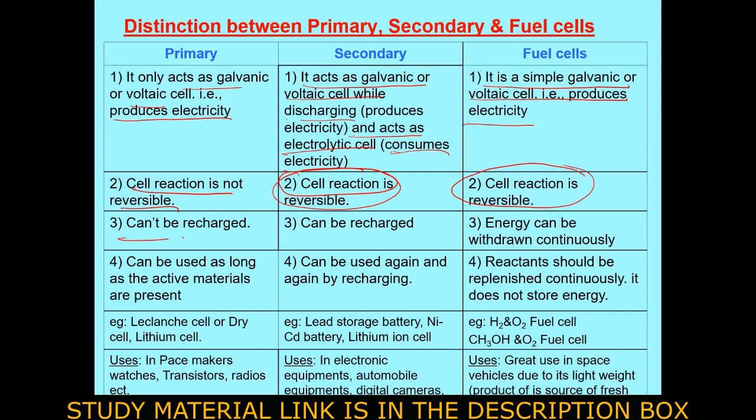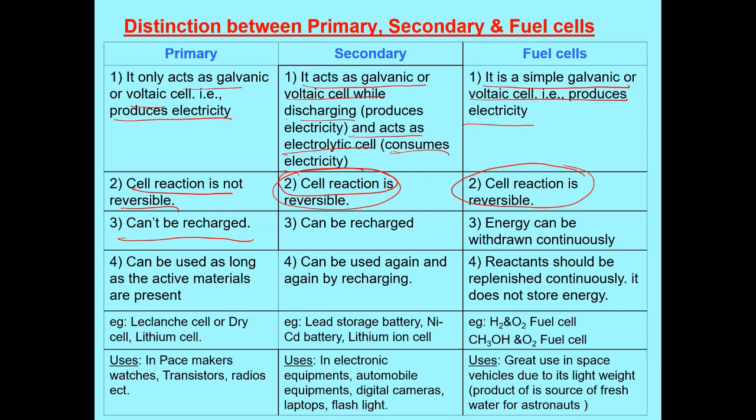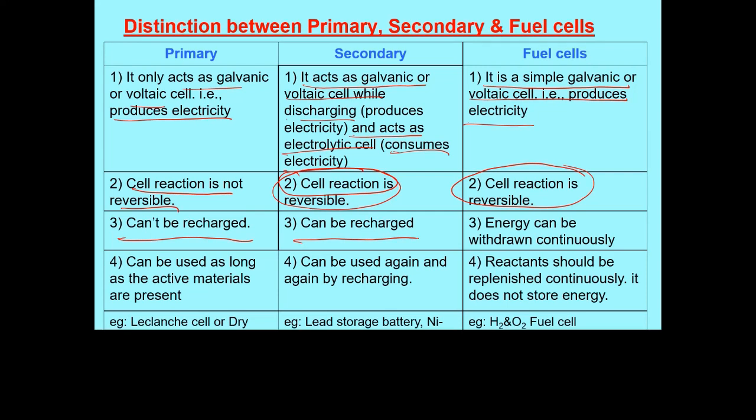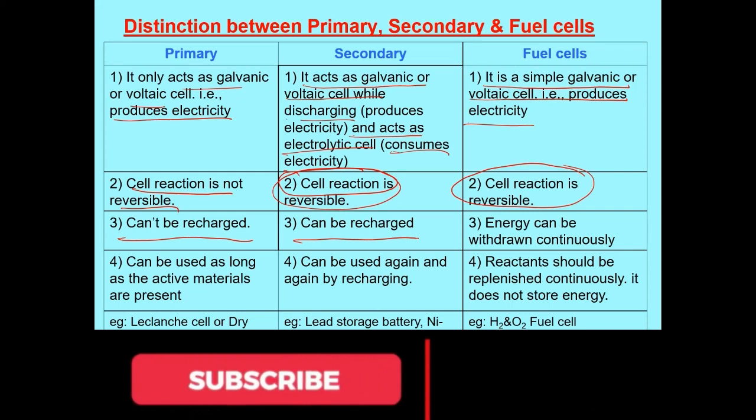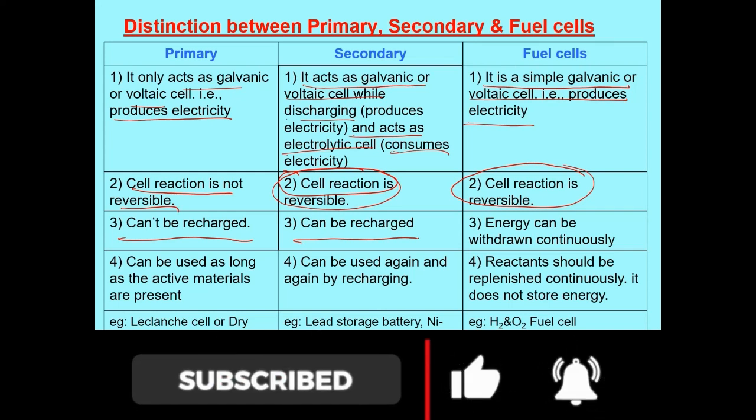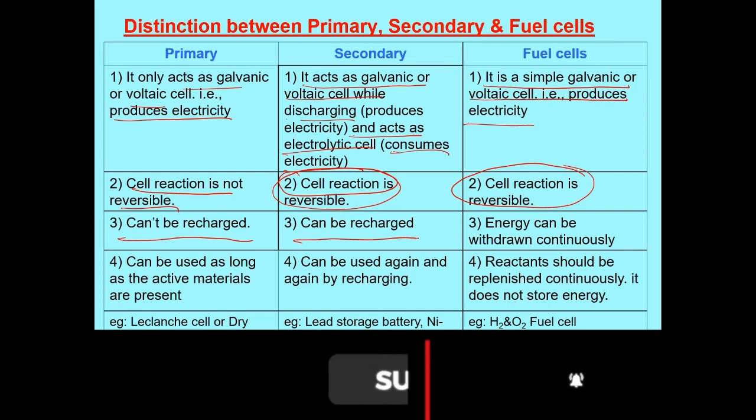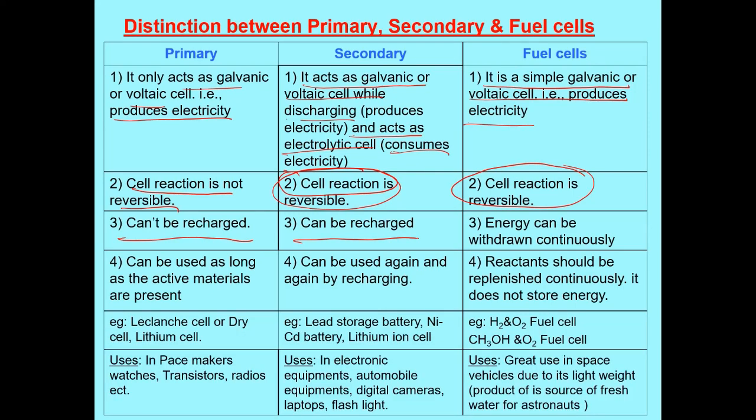The primary cell cannot be recharged. It is having one-time usage. When the chemical energy is converted into electrical energy completely, the cell has to be discarded. Now, in case of secondary cell, it can be recharged, meaning chemical energy can be converted into electrical energy, that is the discharging process. After that, you can provide electricity from outside to make the reaction reversible in nature, or to make the backward reaction.